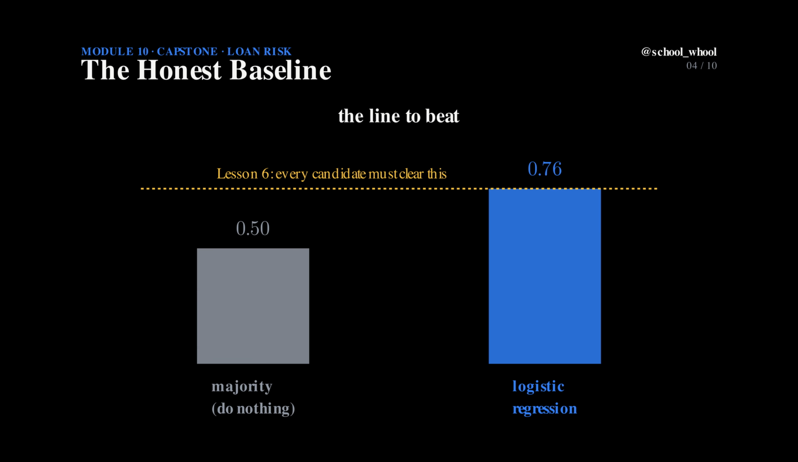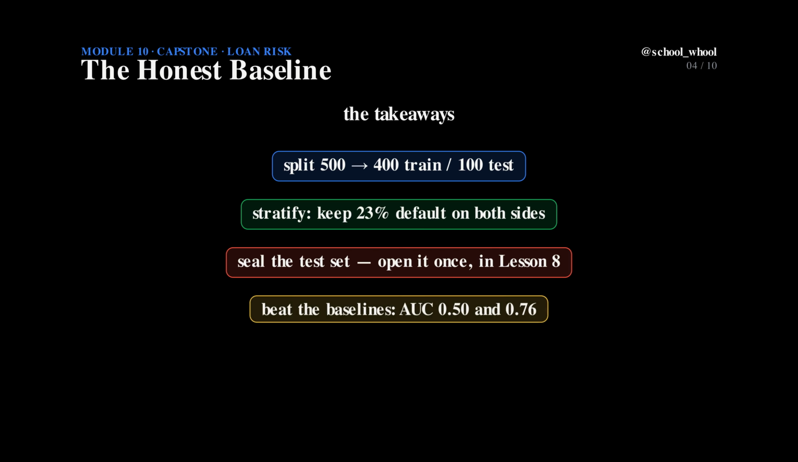That's the honest baseline. Split the data, stratify to keep the classes balanced, and seal the test set in a vault. Then set two baselines, the majority class floor at 0.5, and a simple model at 0.76 that real candidates must beat. But those models can't read our raw data yet. Different scales, categories, gaps. Next, we build the pre-processing pipeline that gets it model ready.